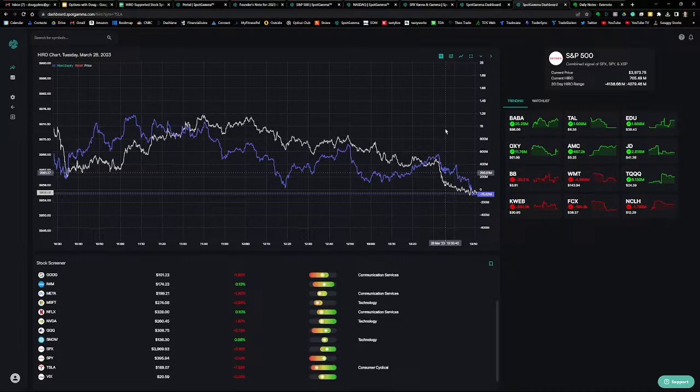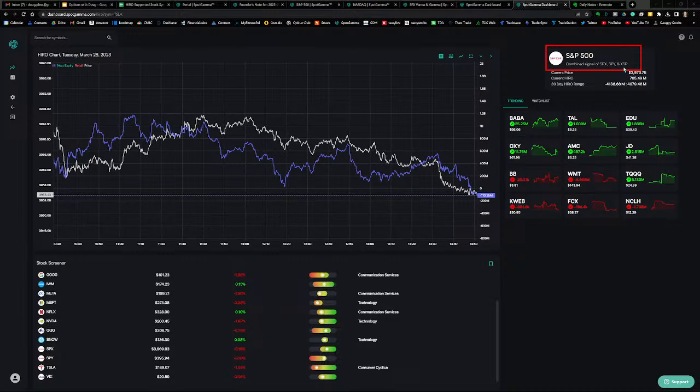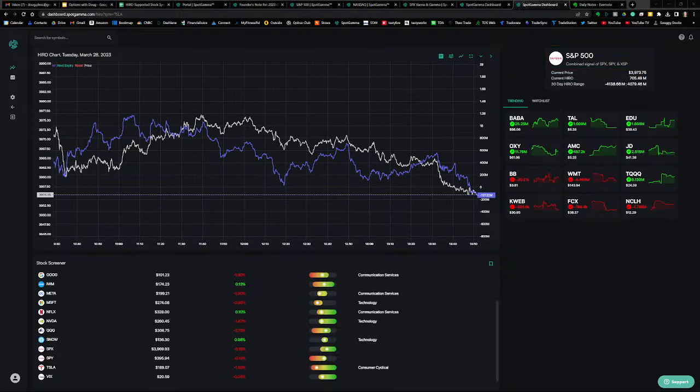Alright, so this is the S&P 500. For those of you who may not be familiar with this chart, this is the SpotGamma HERO chart. HERO stands for Hedging Impact of Real-Time Options. This chart is showing a combined signal for the S&P 500: SPX, SPY and XSP. I don't think XSP is significant compared to SPX and SPY. So this is showing options trades for SPX and SPY, and then market maker hedging activity. And price is shown with a white line.